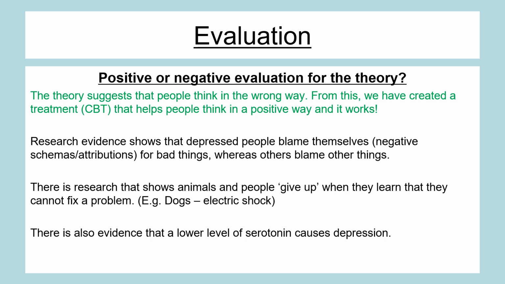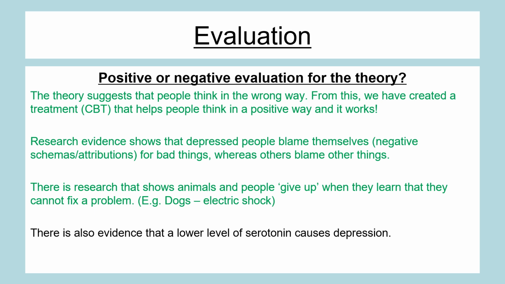Research evidence shows that depressed people blame themselves. They've got negative self-schemas for bad things, whereas others blame other things. Well, that's what the entire theory is about. So there is research evidence to support the psychological explanation of depression. So that's a good thing. There is research that shows animals and people give up when they learn that they cannot fix a problem. And you might remember the example that I gave you, the dogs and the electric shock study in class. Clearly another positive here is the fact that people learn to give up. They learn that they can't sort something out, so they learn their depression, they learn their low mood.